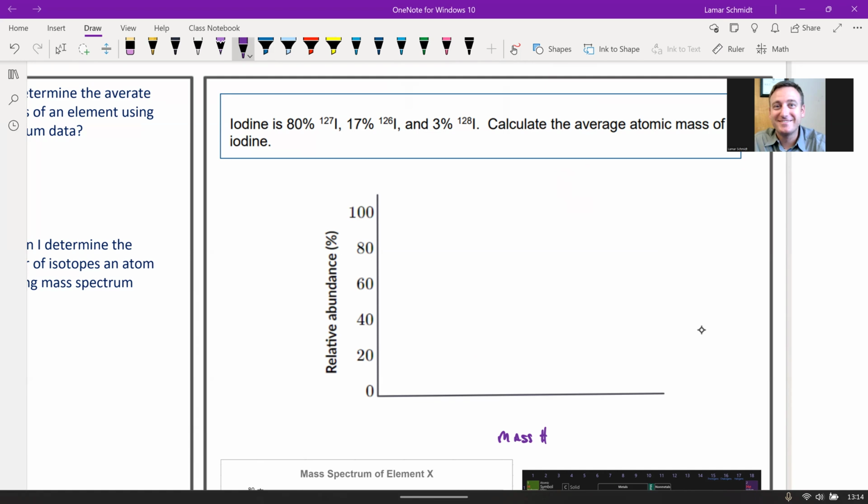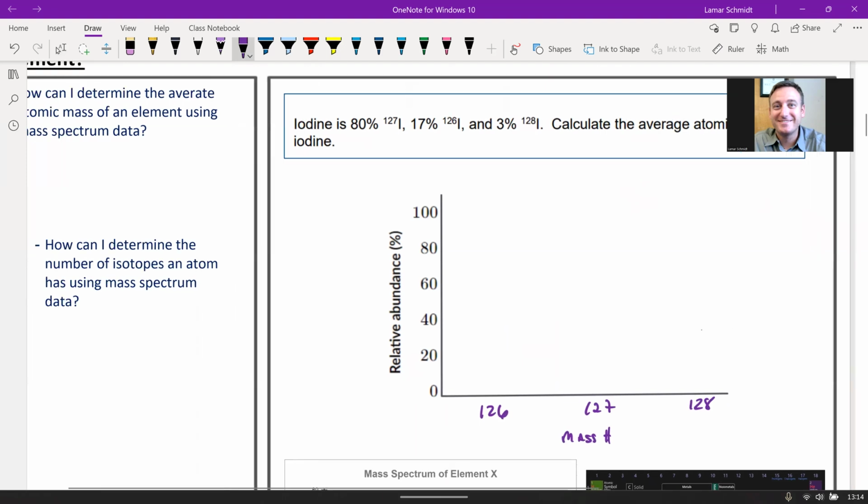So here we had 126, 127, and 128. Got ahead of myself. 128. And so we just simply are going to put in our peaks for this. So we have 126 has 17%. So I'll just draw that, and above it, I'll put 17%. So it's very clear to my grader what I'm drawing. 127, I'll put at 80%, 80%. That way they know, and then 3%.